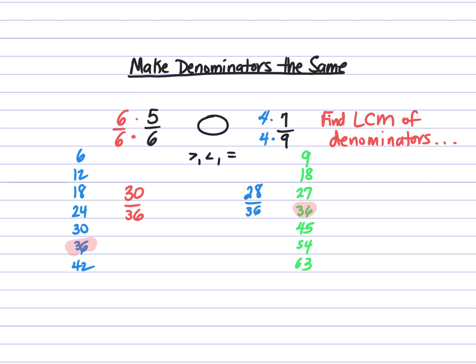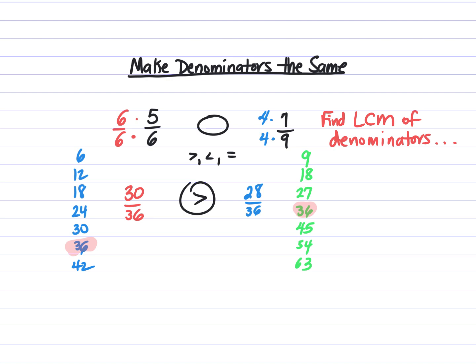Now that the fractions have common denominators, we can use the same method as before and compare the numerators. Since 30 is larger than 28, then I know that 30 over 36 is greater than 28 over 36.